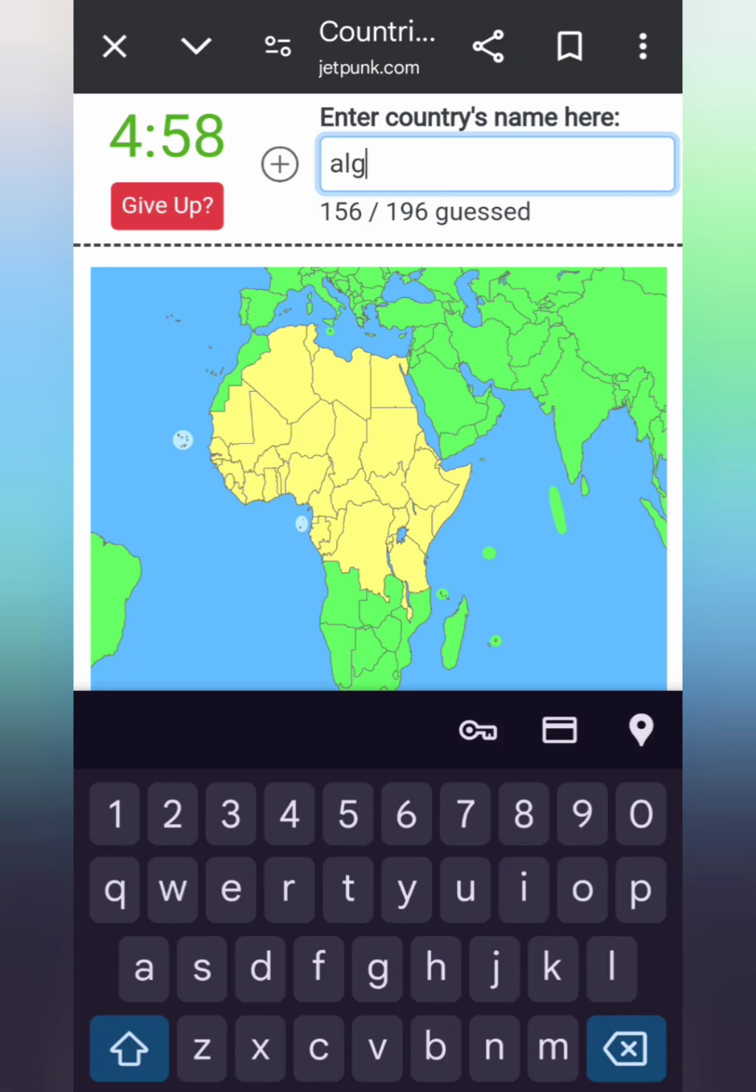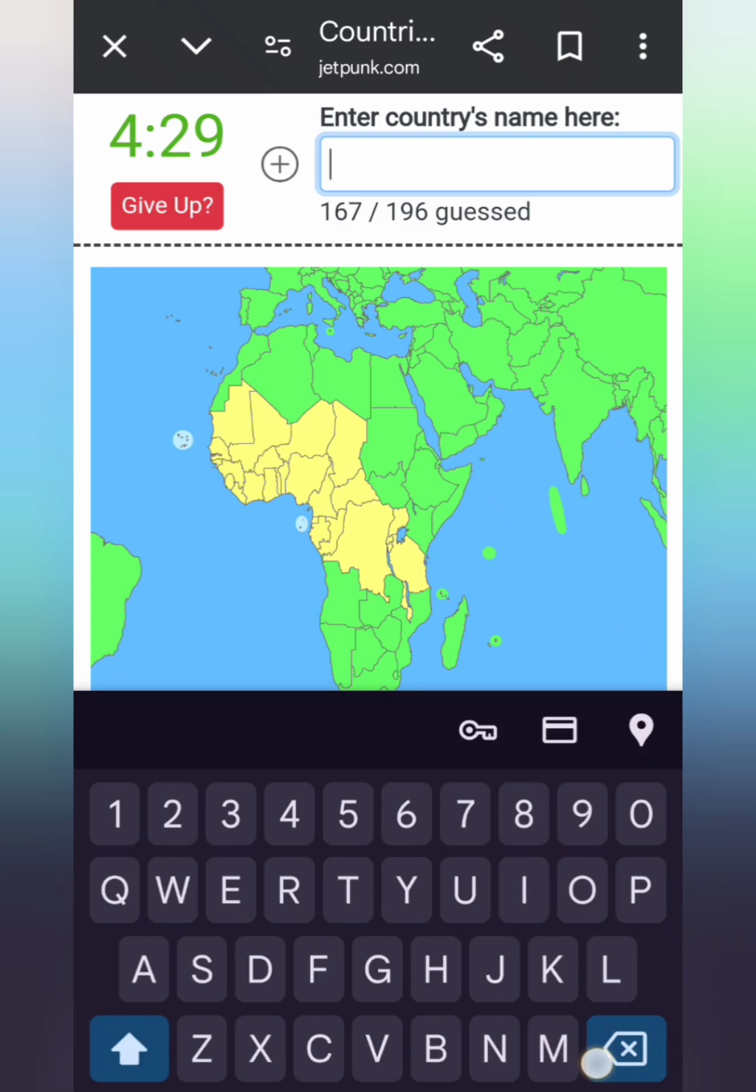Next to Morocco, Algeria. Next to Algeria, the tiny one, it is Tunisia. Next to it, it is Libya. Then Egypt. Below Egypt, it is Sudan. Below it, it is South Sudan. Next to South Sudan, Ethiopia. Above Ethiopia, Eritrea. Next to it, Djibouti. Next to Djibouti, Somalia. Then Kenya.